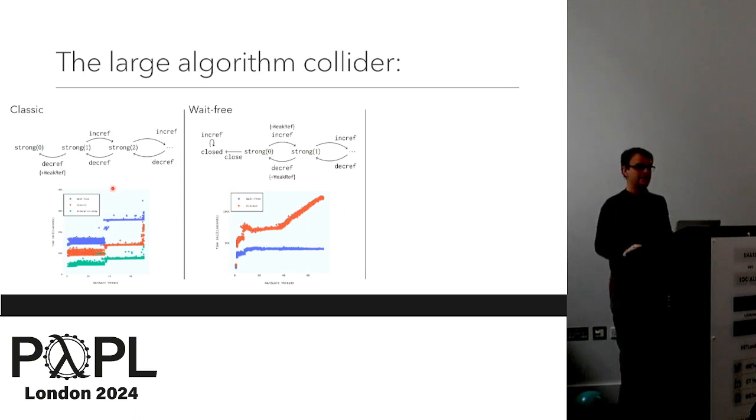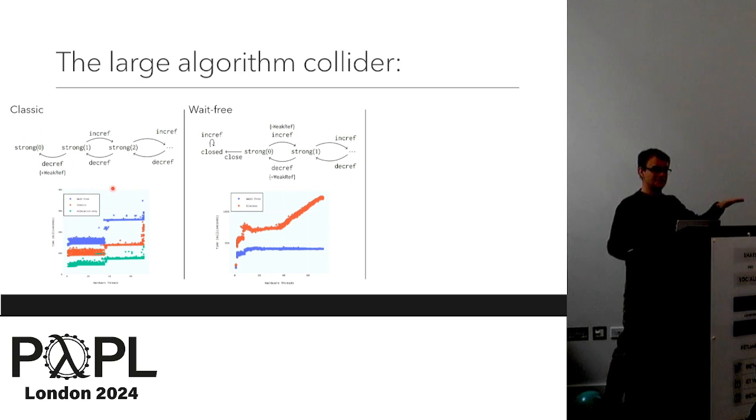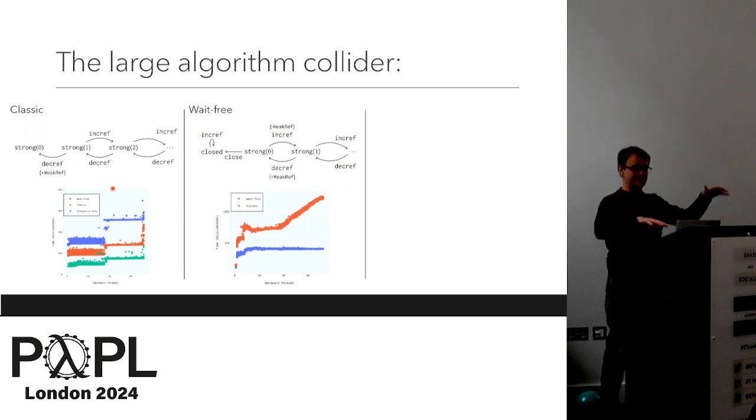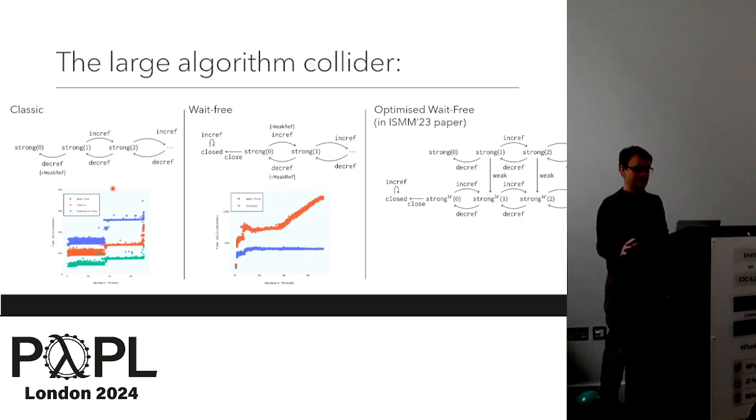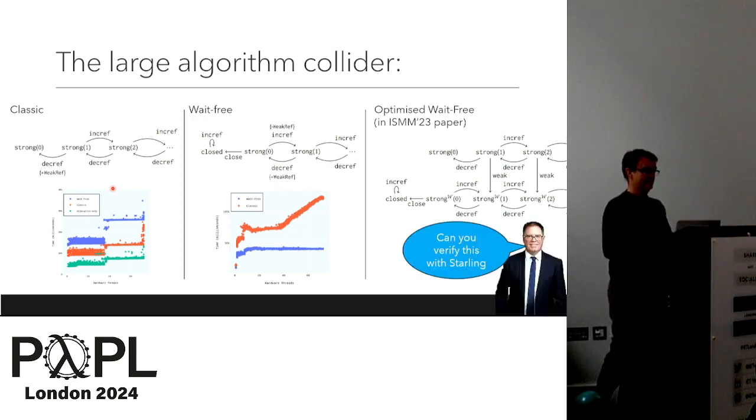Well, if we take the large algorithm collider and we take the state machines from the original code and the new code, and we add some more edges, and we glue the 2 things together, we get this big state machine. And if we do this big state machine, then we get a new algorithm out that doesn't have this problem. So then you can ask, can we verify this with Starling?